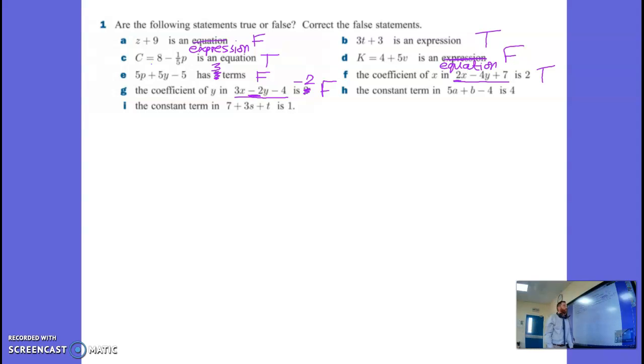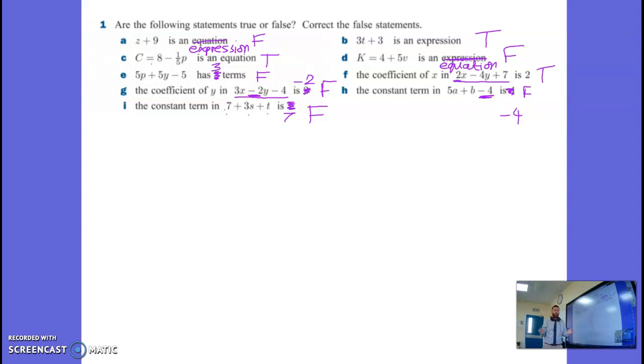H, the constant term in 5a plus b minus 4 is 4. Again, that's false. The correct answer is it's negative 4. And lastly, the constant term in 7 plus 3s plus t is 1. No, that's wrong. The constant is 7, the only number with no variable next to it.